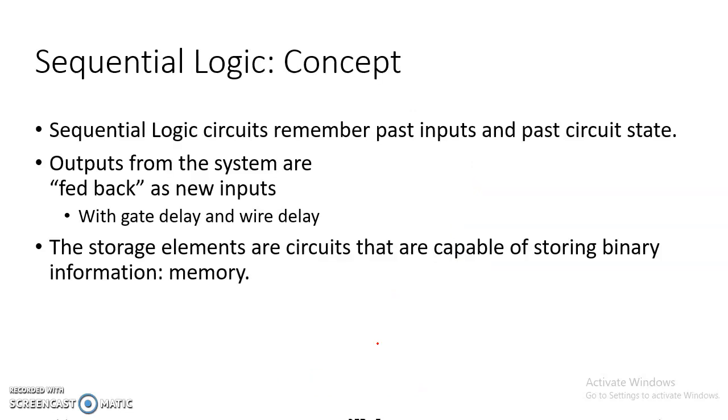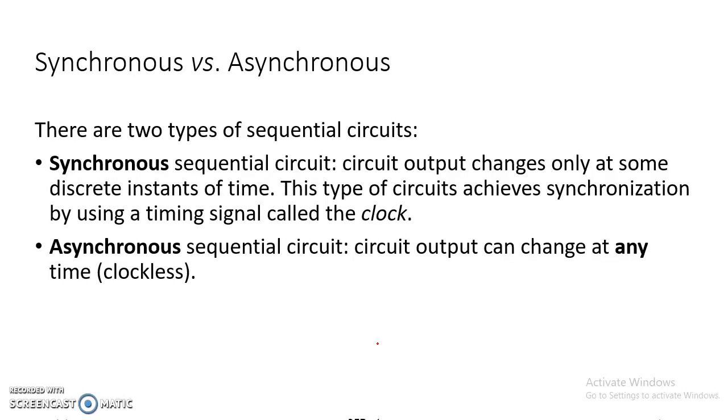As I said, a sequential circuit has a feedback element. The feedback is done with the help of some wire, which provides some delay also. That delay is called gate delay or wire delay, and the circuit depends on past inputs as well as past circuit state. A memory element is required for that. That memory element is called a flip-flop, used to store the information.